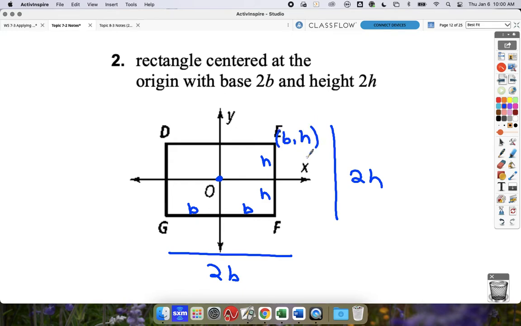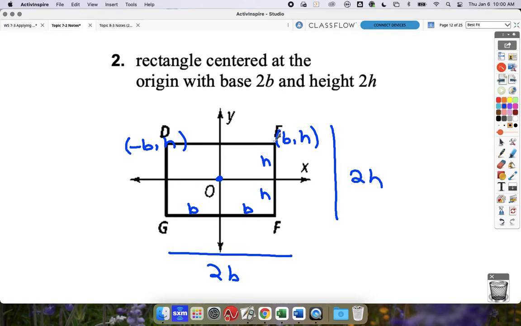How would you get to point D? The point D. You'd go over 1B and up 1H. So now the distance from D to E is 2 B's long. You go over 1B, over another B, that's how it's still 2B long. That makes sense?